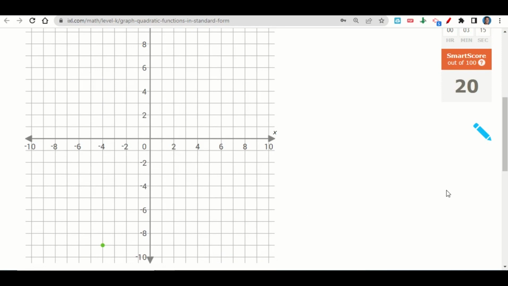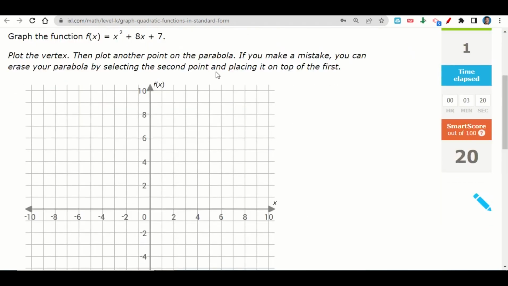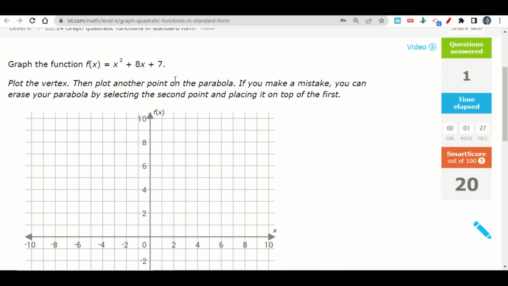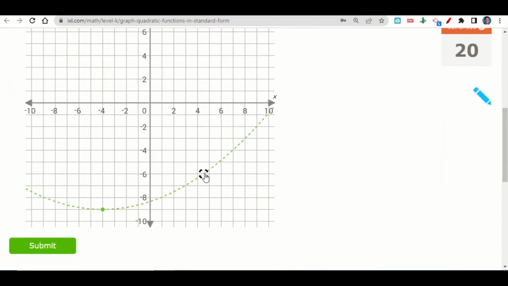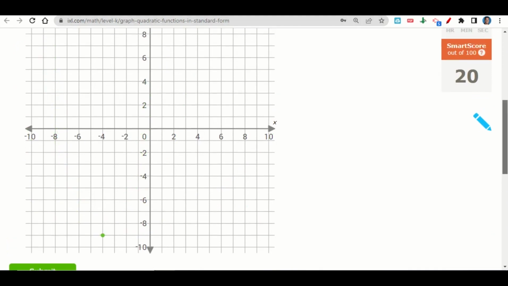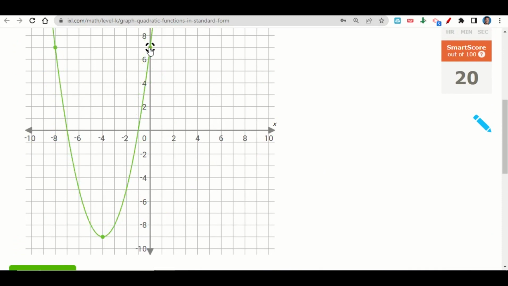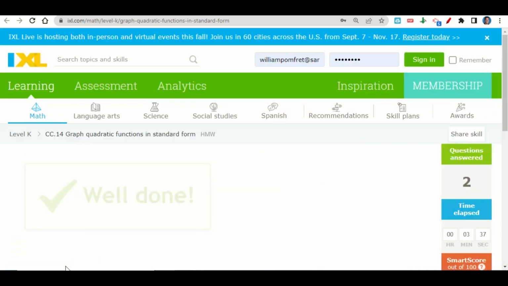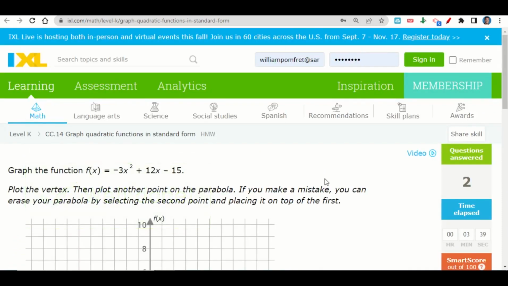Then we'll pick an x value that's close to it. Let's try 0. So when x is 0, we get 7. So we're left with just 7. So when x is 0, y is 7. So we'll go ahead and plot that right here. We hit submit. It tells us we got it right, sends us on to the next one.